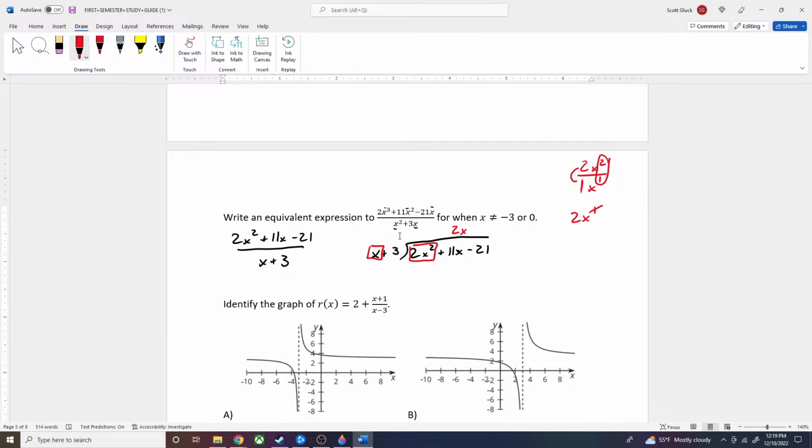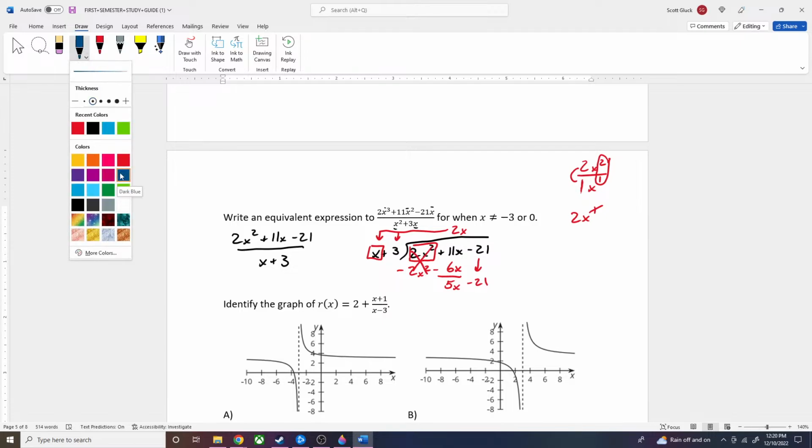Now, in order to subtract this, we take this 2x and multiply it by both of these terms over here. 2x times x gives us 2x squared, which is exactly what we wanted. We wanted those to be equal. 2x times 3 gives us 6x. And just like when we're doing long division with whole numbers, we're going to subtract these. 2x squared minus 2x squared cancels out, it's gone. 11x minus 6x leaves us with 5x, and then we carry the negative 21 down. That is step 1.